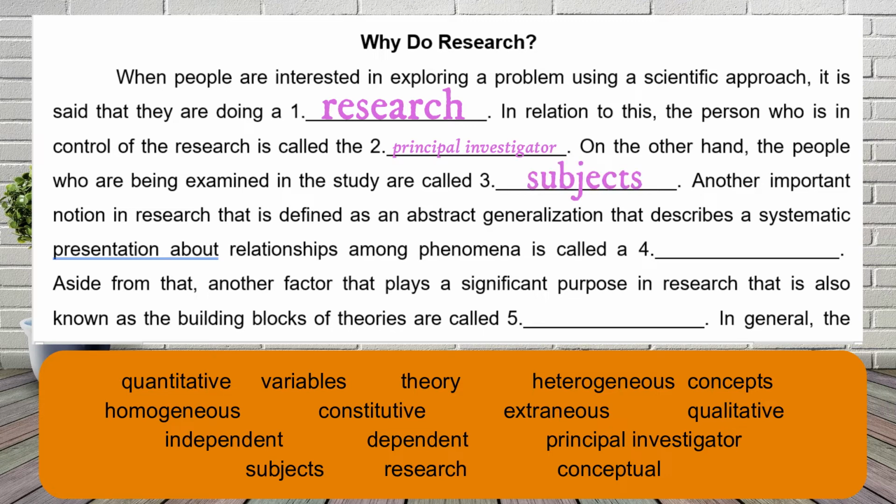Another important notion in research that is defined as an abstract generalization that describes a systematic presentation about relationships among phenomena is called a ___. Aside from that, another factor that plays a significant purpose in research that is also known as the building blocks of theories are called ___.